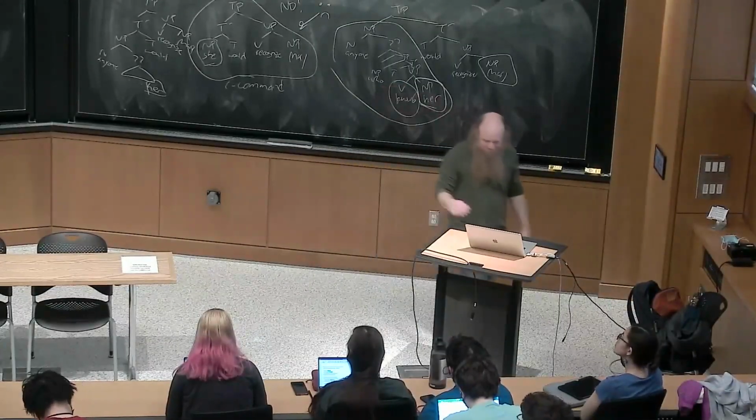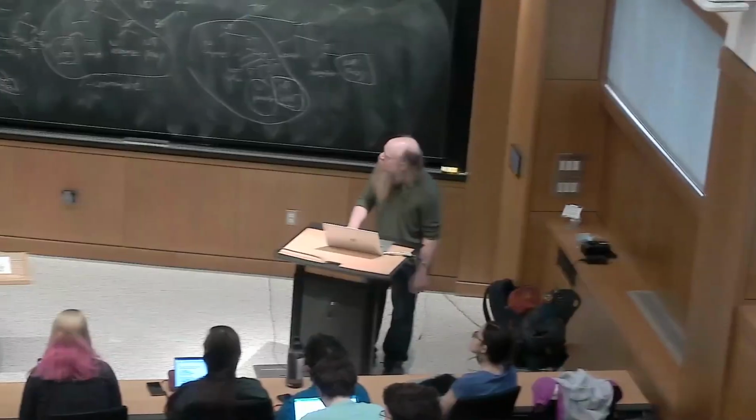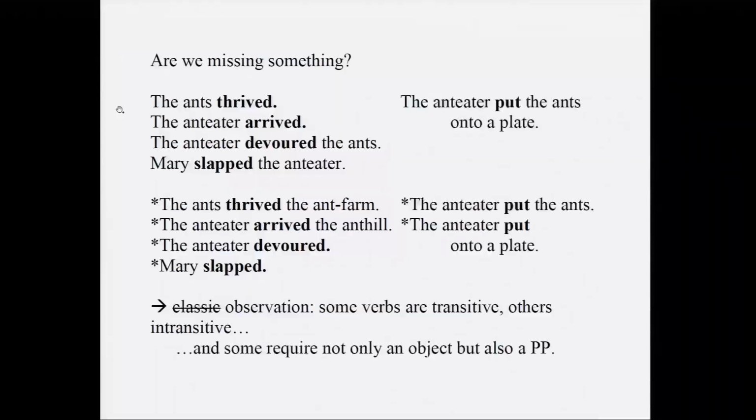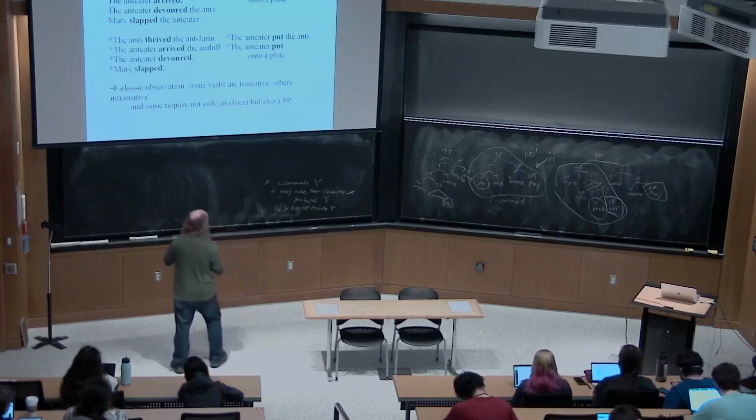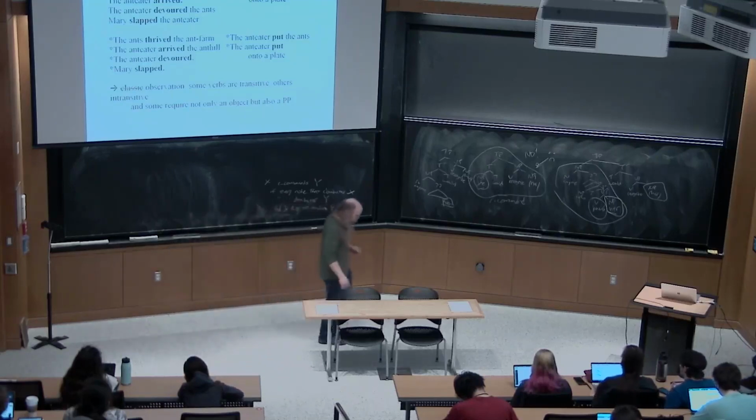Yeah, okay. Okay, so some verbs are transitive, others are intransitive. So that's a classic observation. People have been saying that since the Romans and the Greeks. Less classic observation is that there are other kinds of verbs that not only need an object, but also need a prepositional phrase. Actually, there are verbs that just need a prepositional phrase. We'll talk about that maybe later.